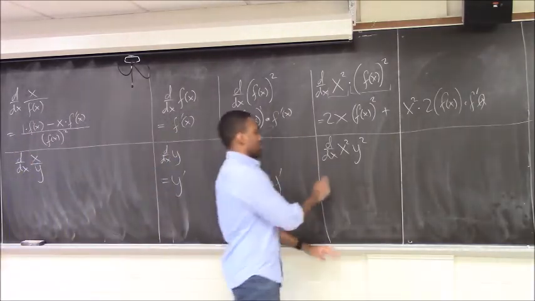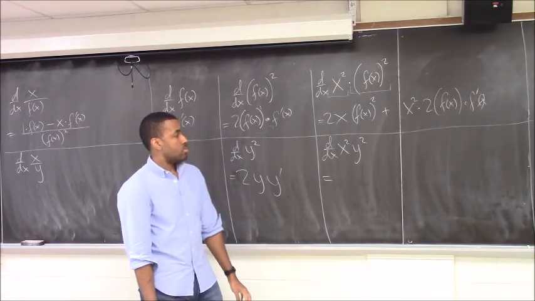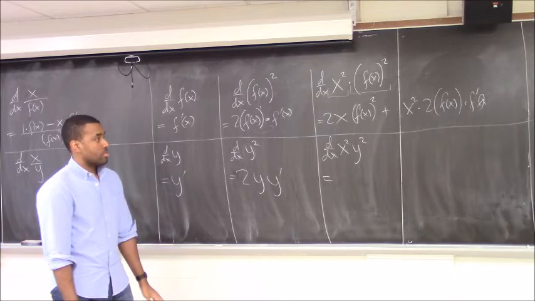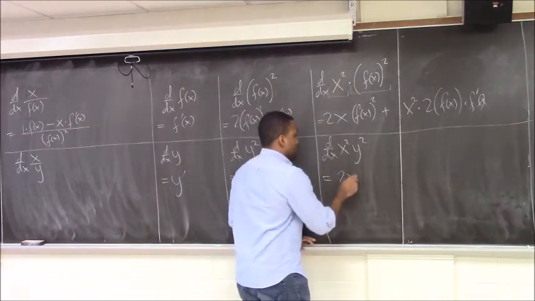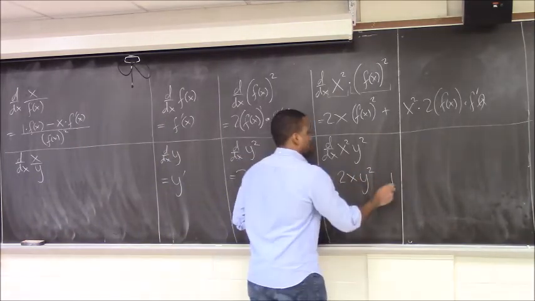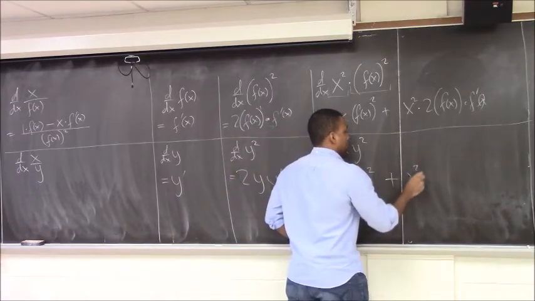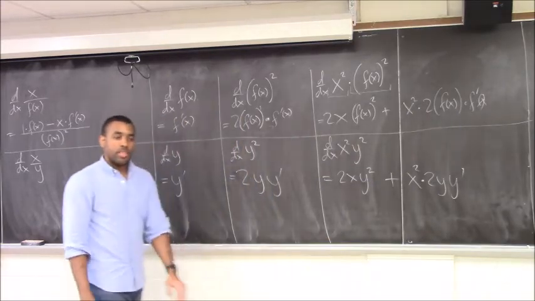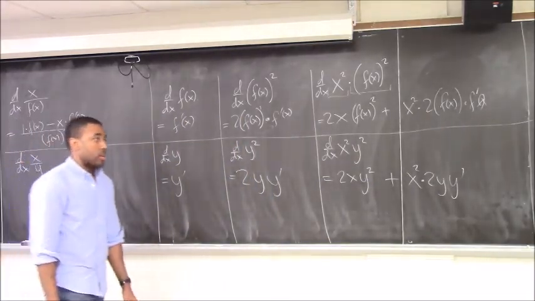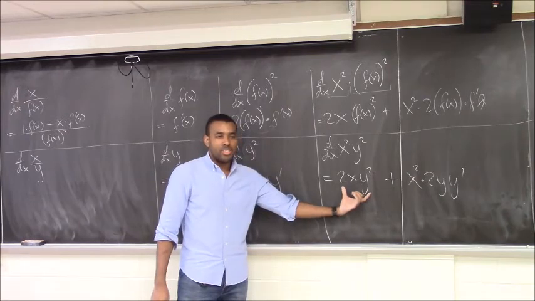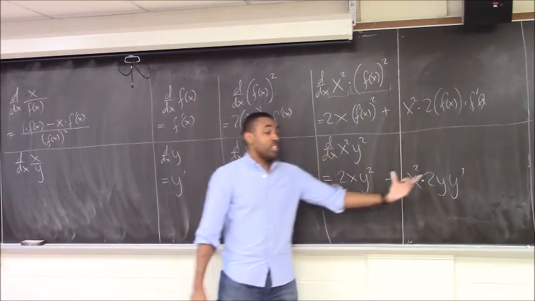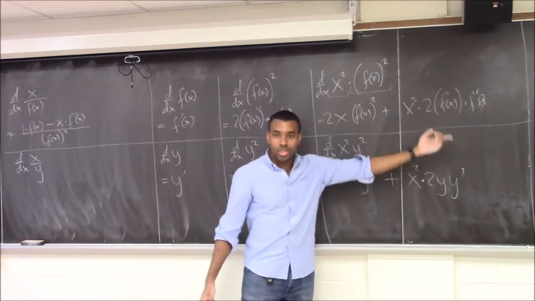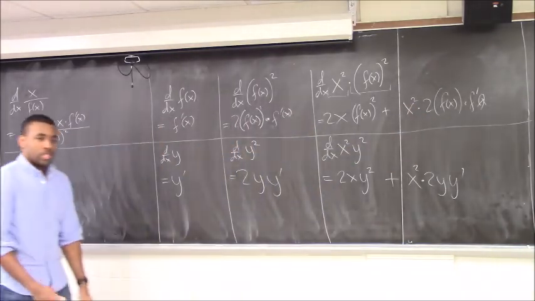What about this one? 2x times y squared plus x squared times 2y times y prime. That would be the derivative of that expression. Notice what is happening here. When I differentiated the x, I didn't really do anything. When I differentiate the y, I have to multiply by y prime. Y, chain rule, right? It's just an application of the chain rule.